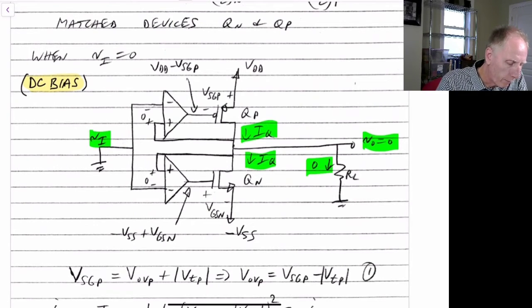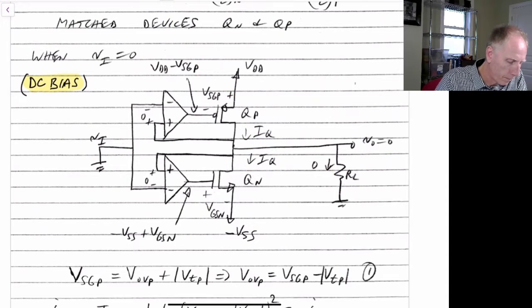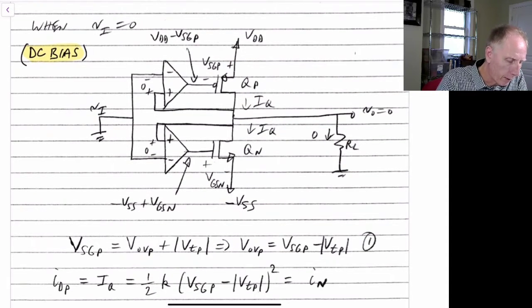And so then we know that the voltage V source to gate of the PMOS transistor is given by this value. So that's the voltage from here to here. So now we know the voltage at the output of this error amplifier is given by this value here, VDD minus the source to gate voltage of the PMOS transistor. And we can do a similar thing for the N side. If this is the V gate to source of the NMOS transistor, then the voltage at the output of this error amplifier is minus VSS plus this voltage here.